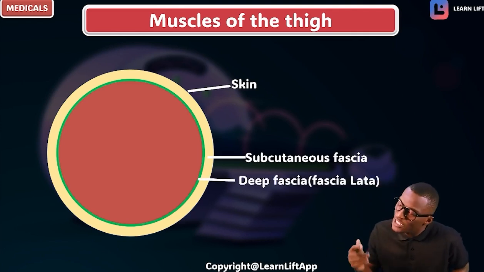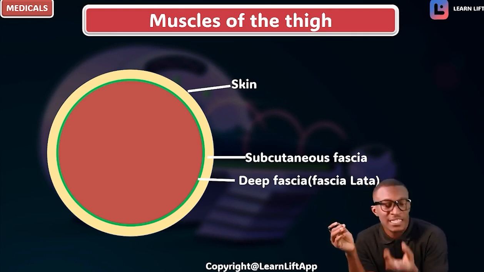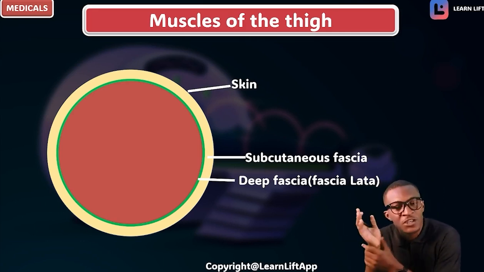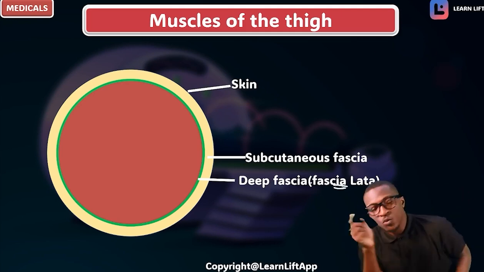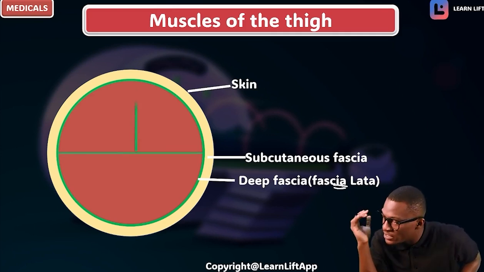Now, the deep fascia of the thigh, everybody, is called the fascia lata. When we get to the leg, the deep fascia of the leg is called the crural fascia. Know the difference. The deep fascia of the thigh is called the fascia lata. So the deep fascia is now going to divide this thigh into 3. So it divides it now. Are you seeing that?